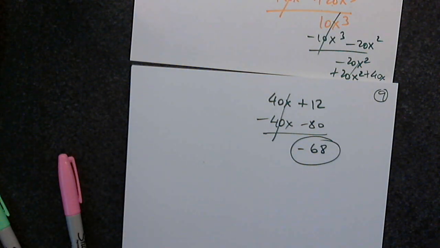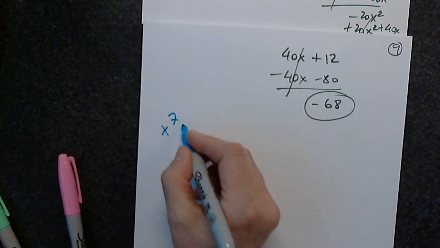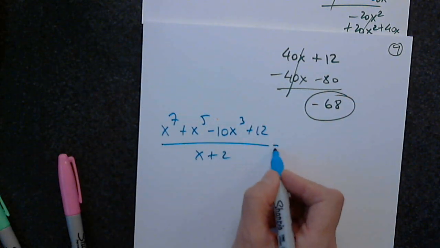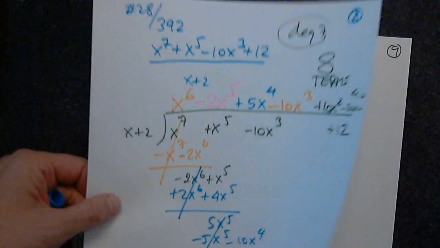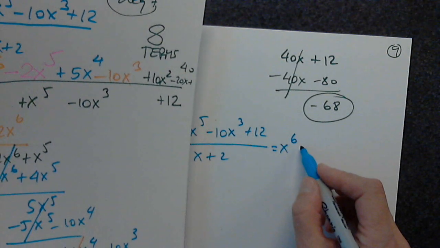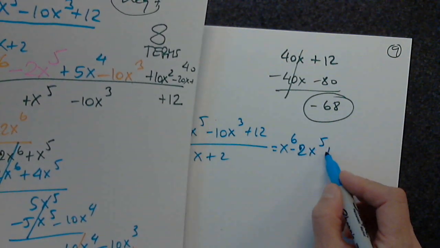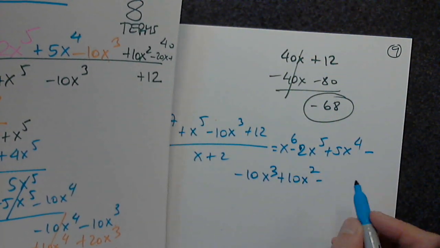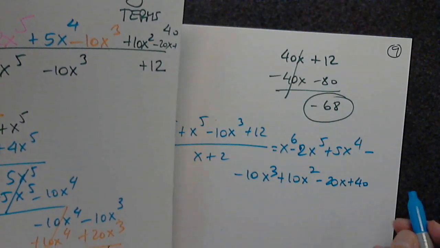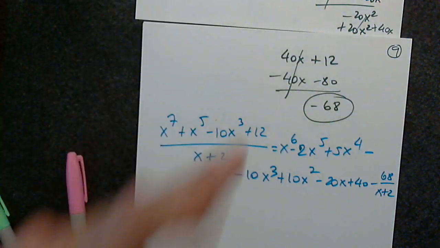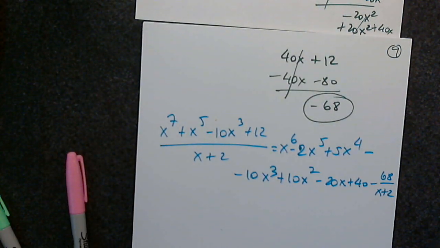Can anyone give us the final answer? So we had x to the 7th plus x to the 5th minus 10x cubed plus 12 divided by x plus 2. Can anyone give us the quotient? The quotient has 1, 2, 3, 4, 5, 6, 7 terms. So x to the 6th minus 2x to the 5th plus 5x to the 4th minus 10x cubed plus 10x squared minus 20x and plus 40 and minus 68 over x plus 2. It was a good practice.